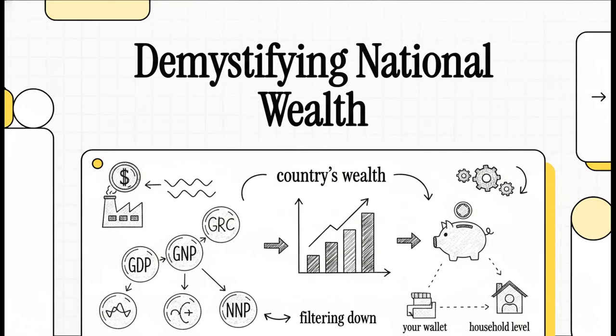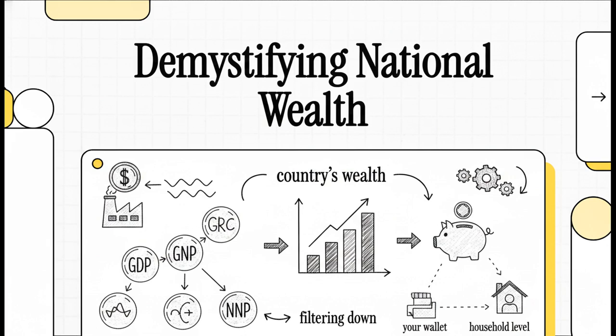Today, we're diving into a topic that sounds complicated but is actually super fascinating once you break it down. We're going to decode the absolute alphabet soup of national income accounting. You know, we constantly hear acronyms like GDP, GNP, and NNP thrown around on the news. But what do they actually mean for a country's wealth? And honestly, what do they mean for your wallet?